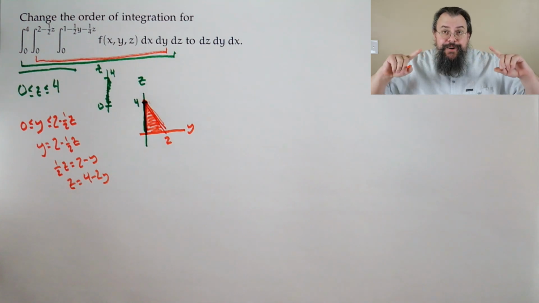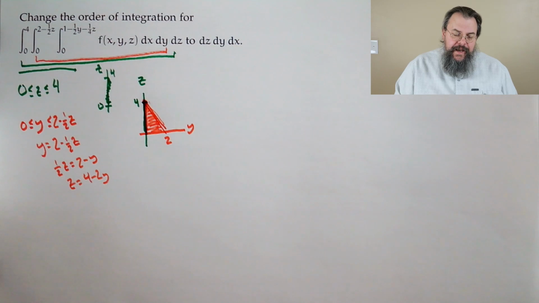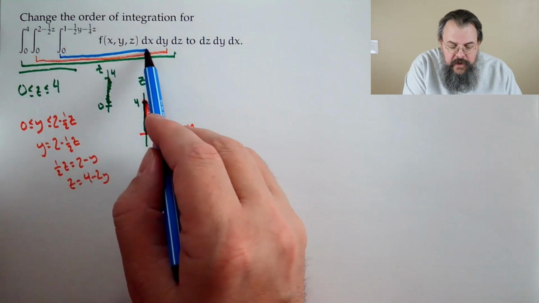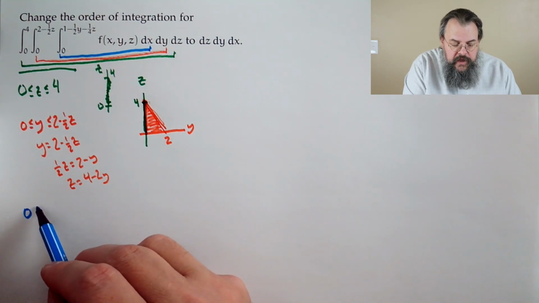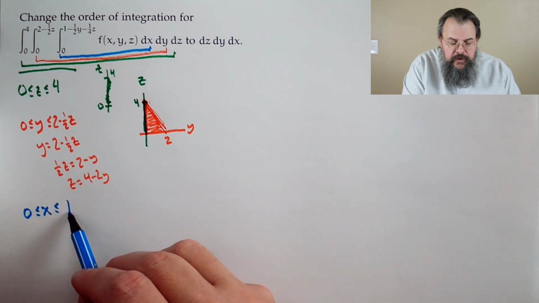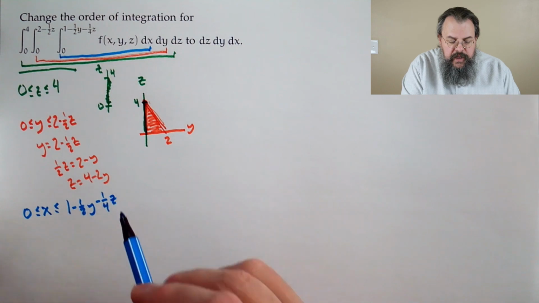Okay, we still have one more layer to go. So our last layer is here. It's an x. So we are told we start at x equals 0, and then we're going to go to 1 minus a half y minus a fourth z.